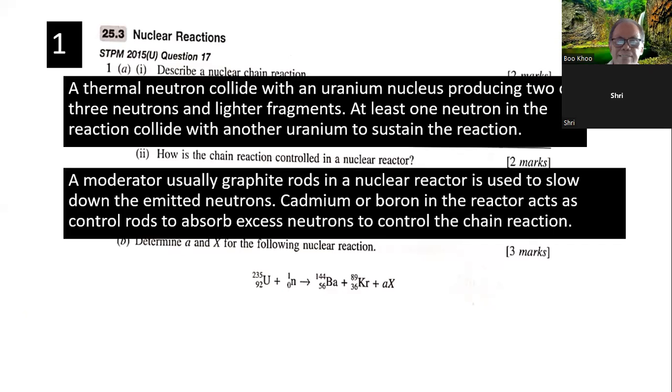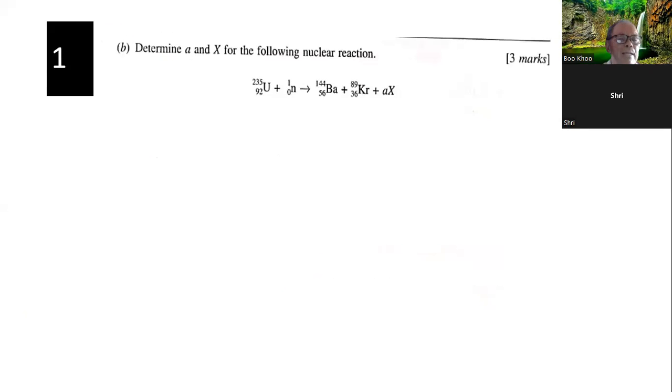Okay, let's go to the next part. Determine A and X for the following nuclear reaction. They are very kind to you. What is your A and what is your X? 236 minus 30. A is 30. X is what? X is gamma.